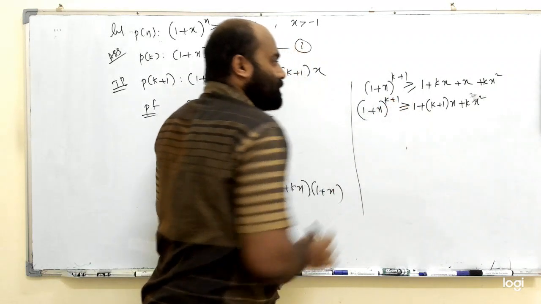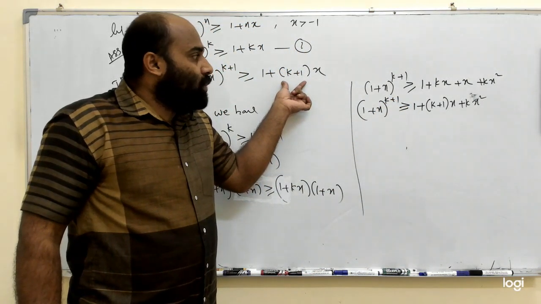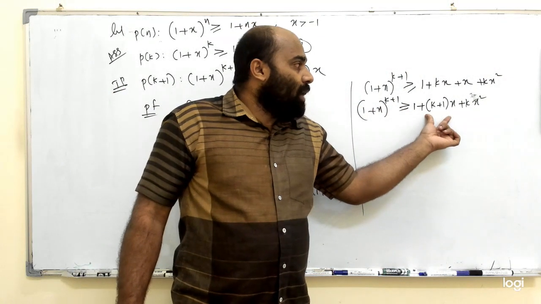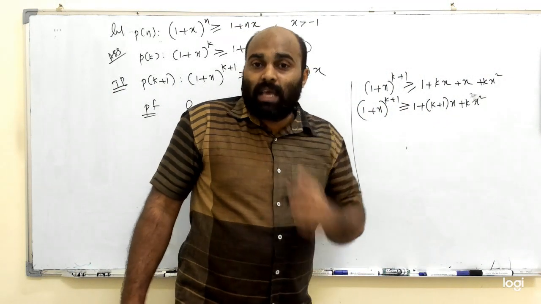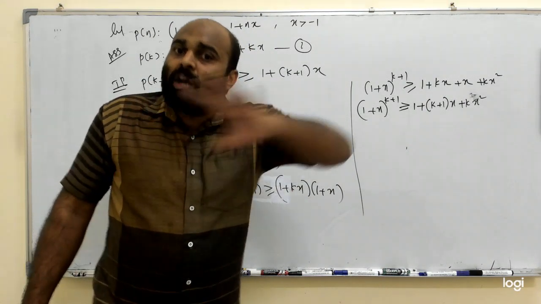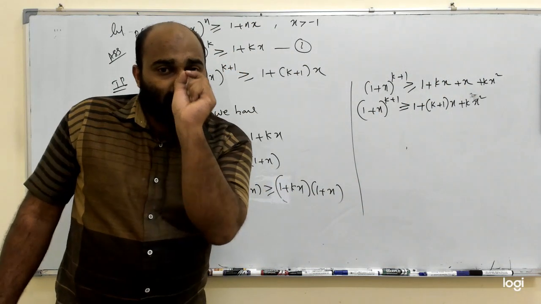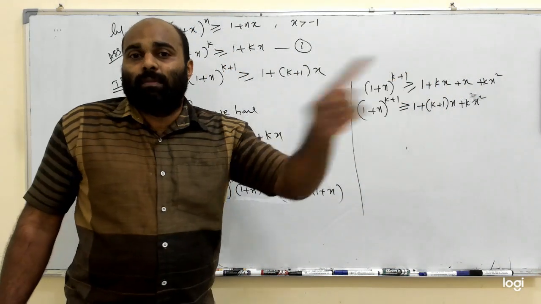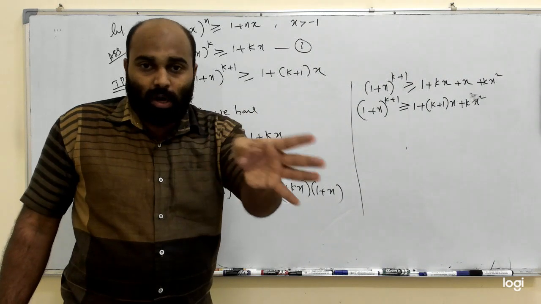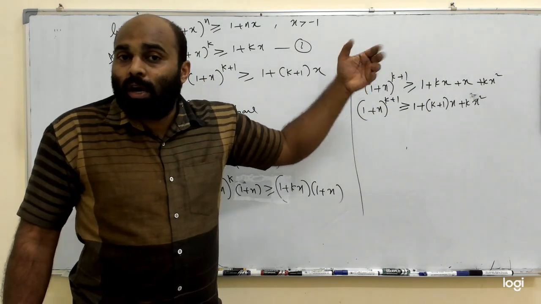K plus 1. Actually what we want to get is 1 plus (k plus 1) into x. But here we have 1 plus (k plus 1) into x plus kx square. I told you in the beginning, from the smaller part you can remove anything, but if it is the bigger part, you can add anything. Bigger part you cannot subtract, you cannot remove. Bigger part, addition only is possible, but smaller part you can remove anything.